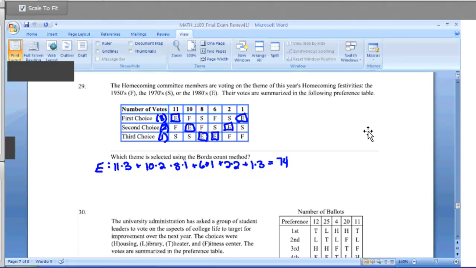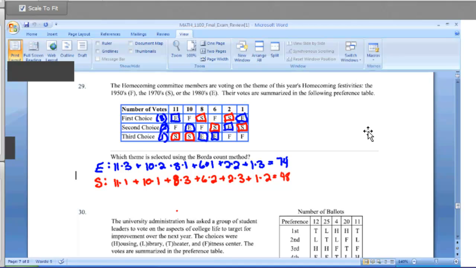For the 70s, we have 11 students that voted that as their third choice. That's worth 1 point. And there's 10 more that voted it as their third choice, so that's 1 point. And 8 students who really liked the idea, it was their first choice, so 3 points. 6 students who want it as their second choice are 2 points. 2 students who have it as their first choice are 3 points. And 1 student who has it as their second choice is 2 points. And when we add that up, that gives us 48 points.